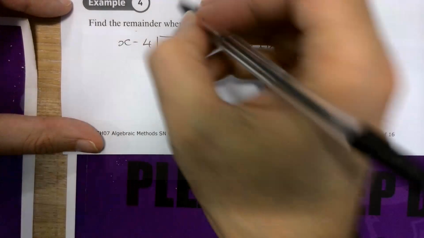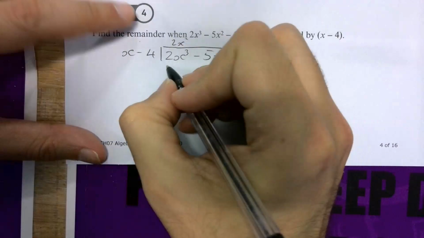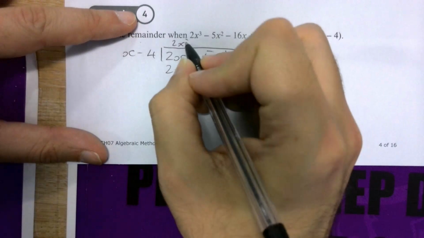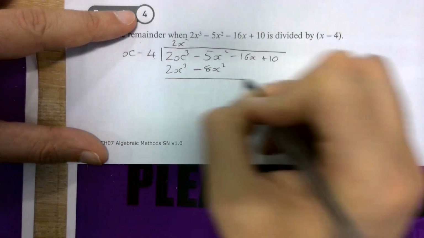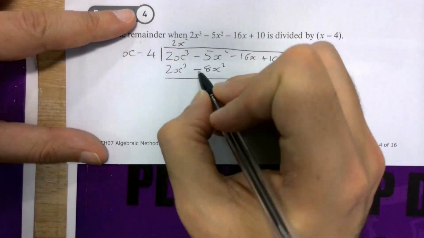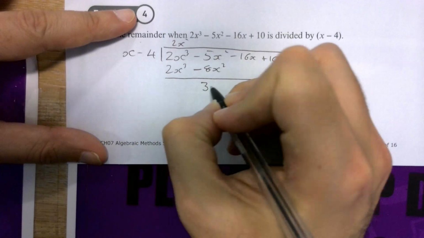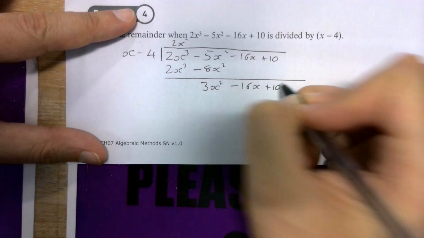X into 2x cubed will go to x squared. 2x squared times x will be 2x cubed. 2x squared times minus 4 will be minus 8x squared. And then subtract. There you go. That's going to give me minus 5x squared minus 8x squared. Remember, so that'll end up giving me positive 3x squared minus 16x plus 10.